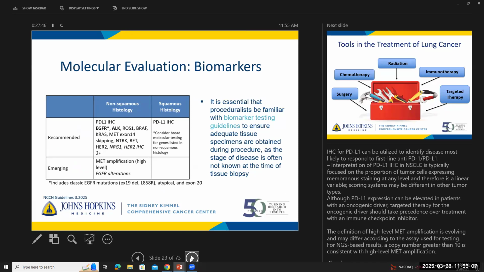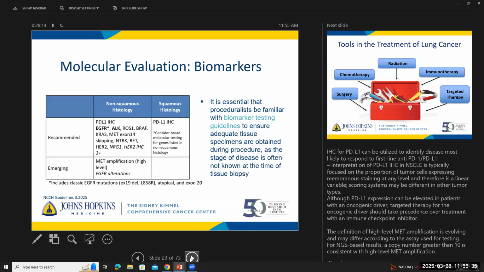Okay, when I talk about biomarkers and molecular evaluation, what am I talking about? Biomarkers are characteristics of the tumor that help us to determine the best treatment. It's really important that any patient with lung cancer, especially non-small cell lung cancer, undergoes this molecular evaluation to really be able to accurately characterize the cancer type.